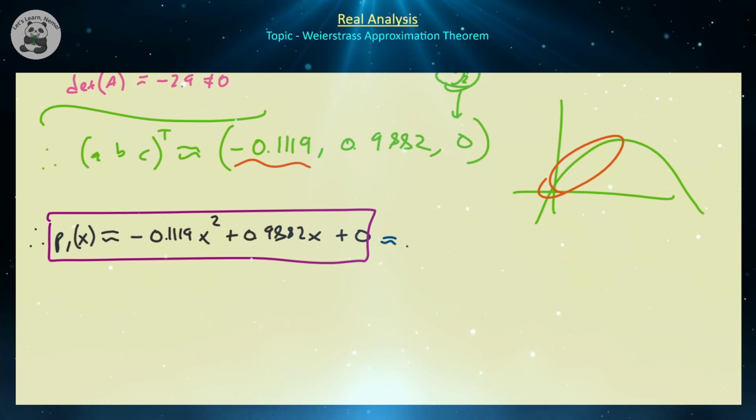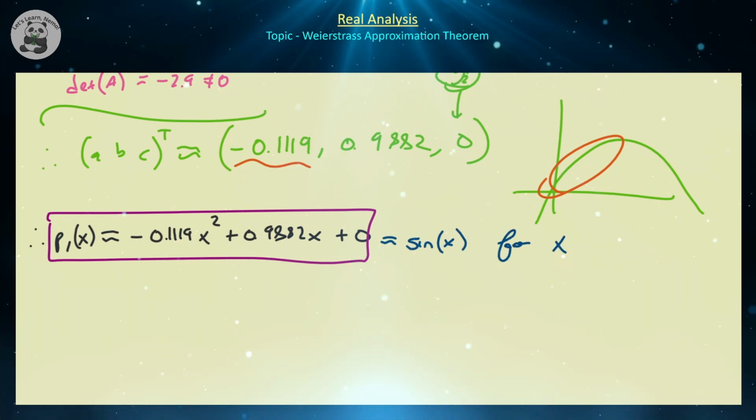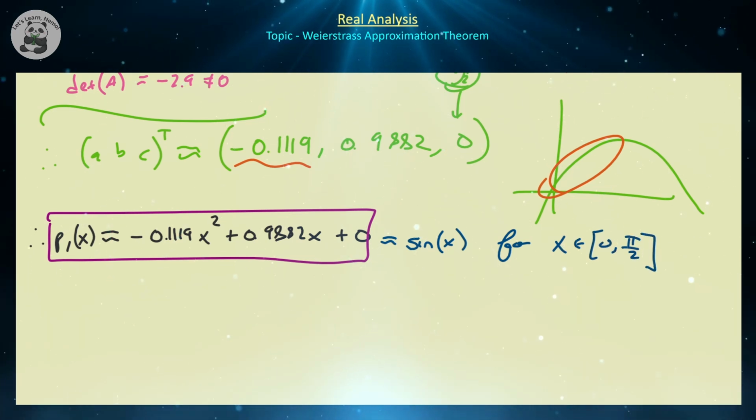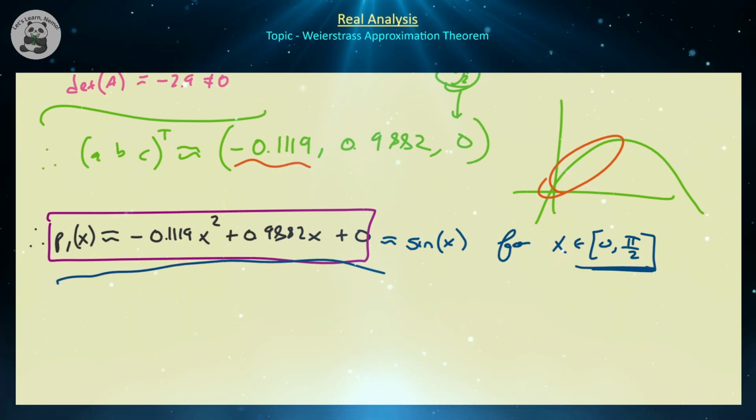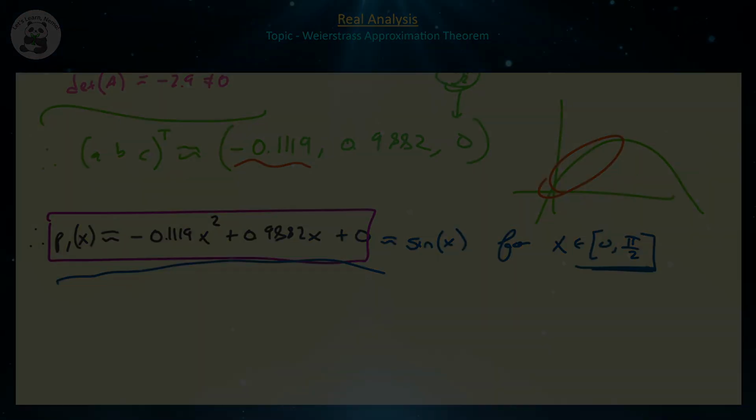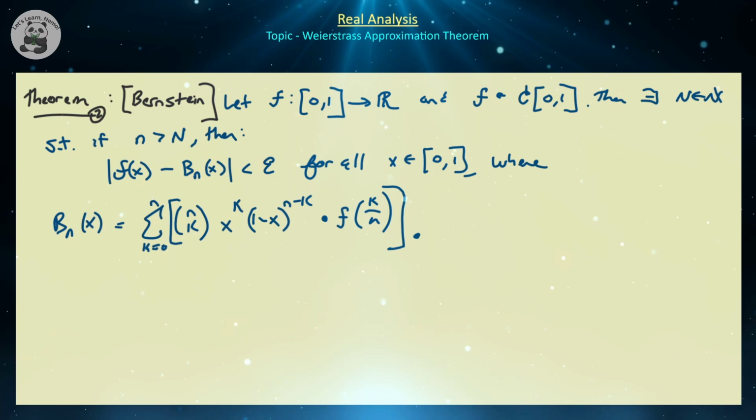So this is going to be approximately equal to sine of x as long as x is between 0 and pi over 2. If you go outside of this interval, you're not guaranteed any accuracy whatsoever, but as long as you're between these two numbers, then this is at least up to what we call degree 2 accuracy for our approximation. So now it's time for the big moment.